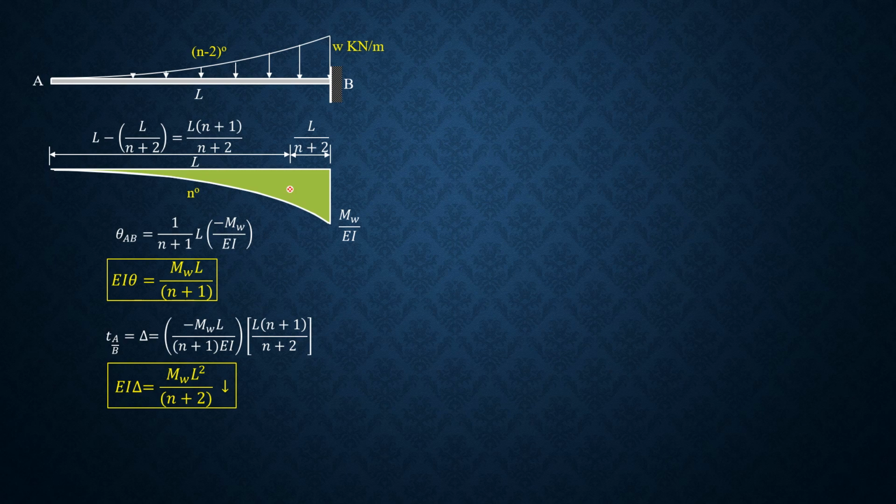So I do not put the negative sign, but its direction is downward. That's the general formula that I want you to be familiar with, especially when we apply this to the superposition method.